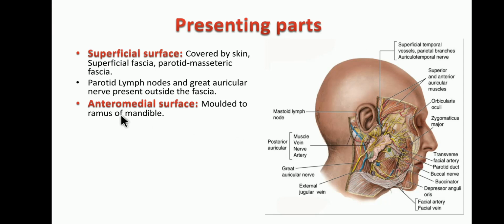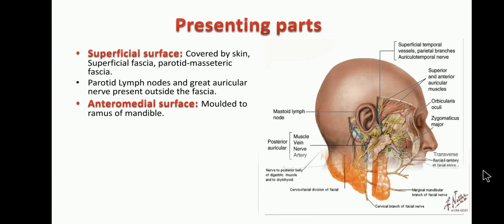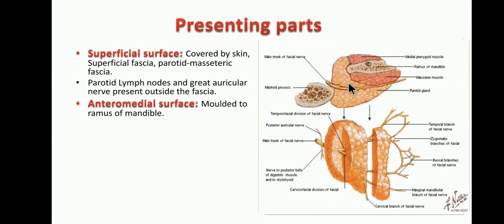So now let us move on to the anteromedial surface. If you take a horizontal section, then you will understand the anteromedial surface. So this part what we have seen is the superficial surface. Now you are able to see the anteromedial surface, which is molded to the ramus of mandible. So this is the ramus with its posterior border.